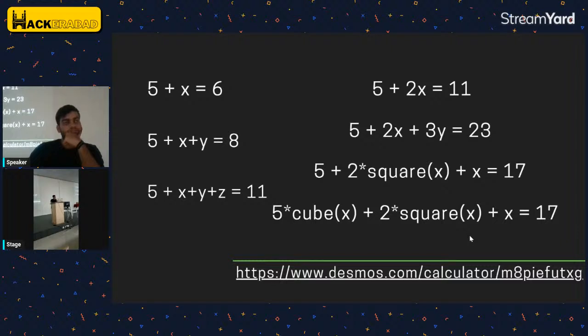What if the equations are like 5 plus 2x equals 11? Okay, simple. I'll say that x equals 3, since 11 minus 5 is 6, so x equals 3. What if 5 plus 2x plus 3y equals 23? We have to think a bit. Four. Okay, 5 plus 6, 11. Yeah, exactly.